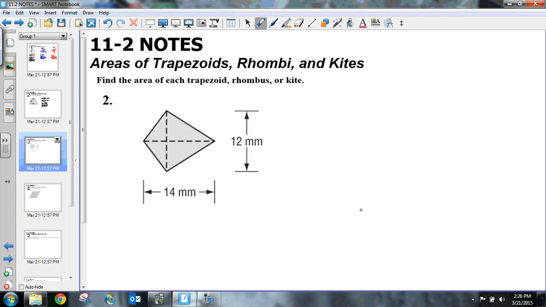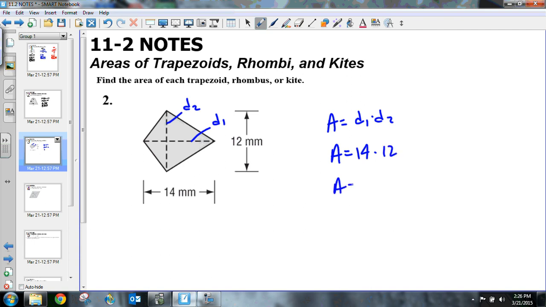Okay, let's take a look at number 2. Now I know that my area, this is a kite. All right, so my area of a kite is going to be the diagonal 1 times diagonal 2. So I'll call this diagonal 1, all right, and that's 14 millimeters. So I know that my area is going to be 14 times diagonal 2, which is a length of 12 millimeters.